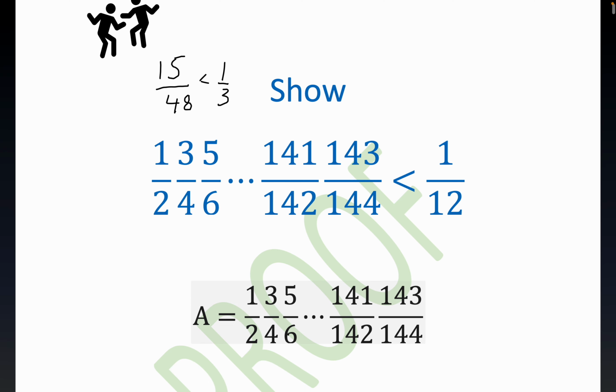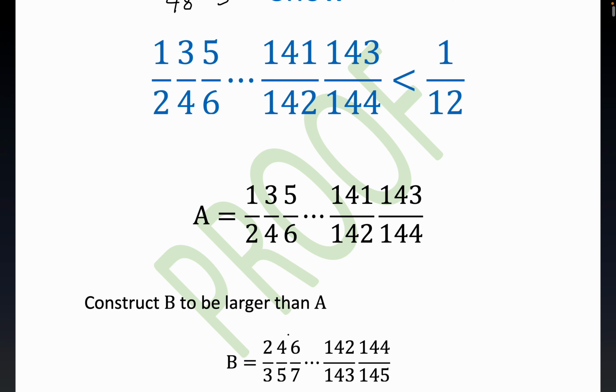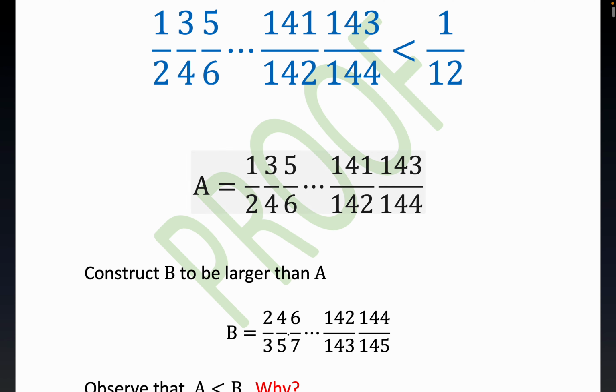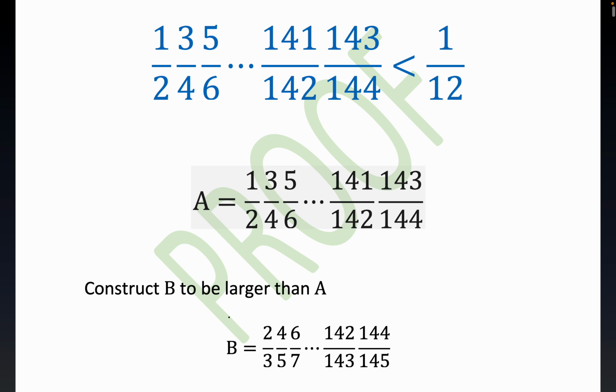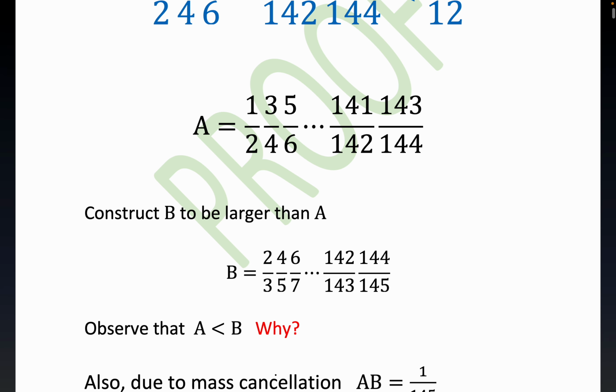We'll call it A. And the big idea here, which is kind of counterintuitive, but it makes sense once you see it: construct a B to be larger than A. And you can see that's easily done just by incrementing. 1 becomes 2 here, 3 becomes 4, 5 becomes 6, 143 becomes 144, and something similar in the denominator happens.